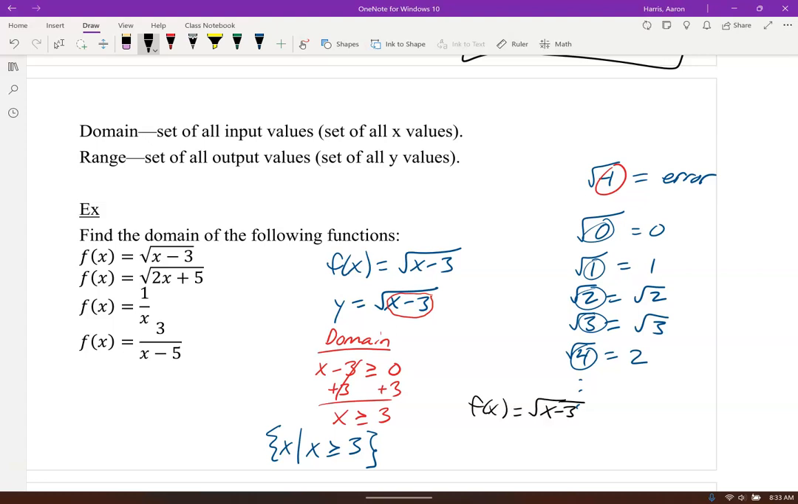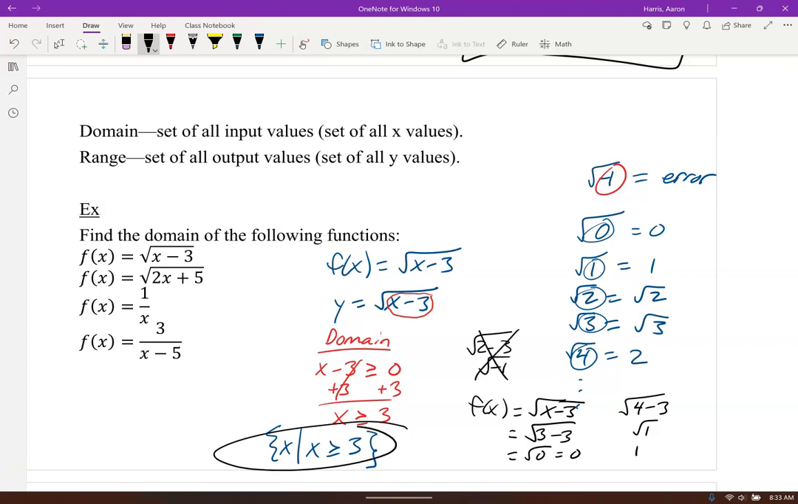So if I'm checking, here's my original function, the square root of x minus 3. I can plug 3 in for x, and I get the square root of 0, which is 0. Or anything bigger, like I could plug 4 in for x, and so on. But I can't put in anything less than 3. For example, if I put 2 in, I can't do that, right? So that's why it's got to be greater than or equal to 3.